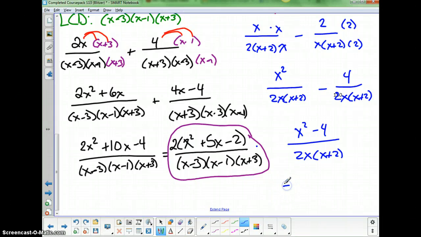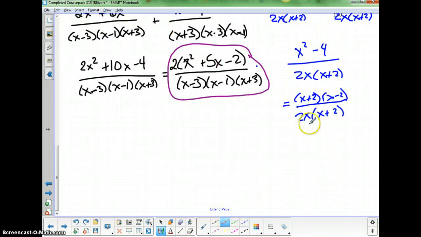So to simplify this last one that we started in the last video that needed to be factored, the top would factor into x plus 2 times x minus 2, over 2x times x plus 2. We can divide out the factor of x plus 2, and so our final answer is x minus 2 over 2x.